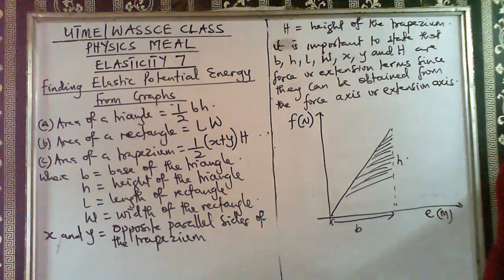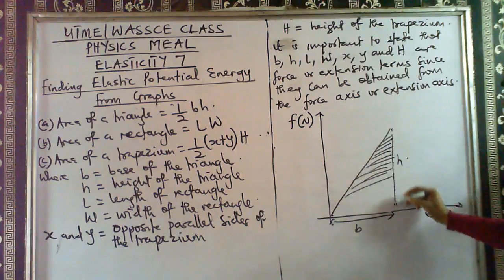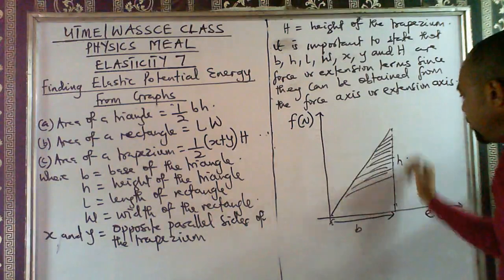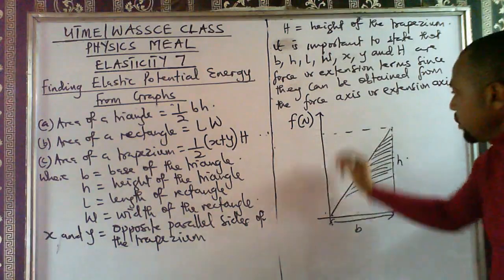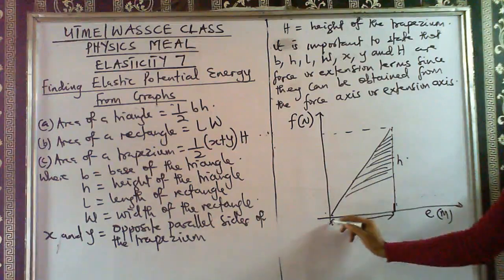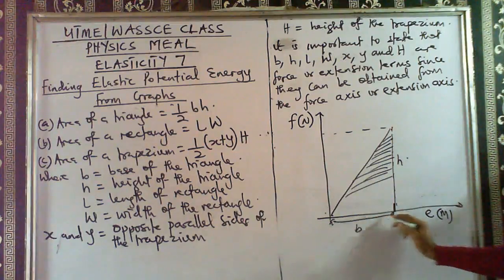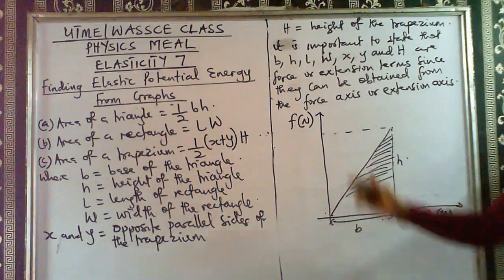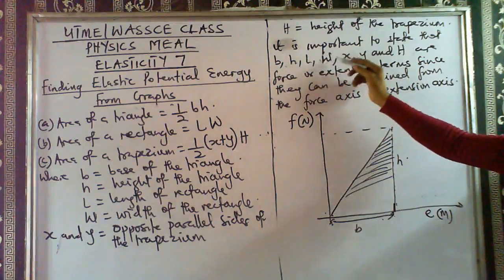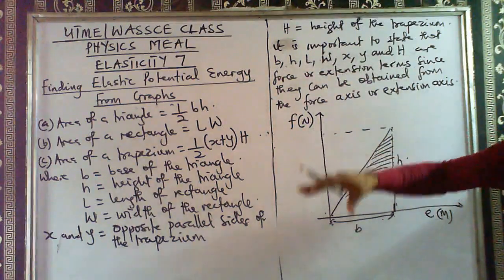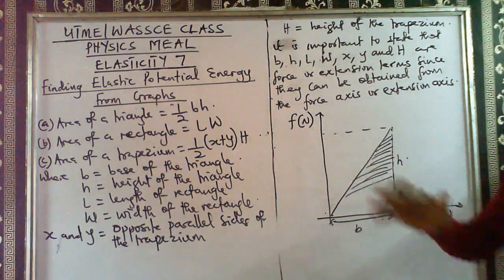Height. Do you get that? Do you notice that this height, if I want to read it, I will read it from the first axis, from here to here. If I want to get the value of the base, I'm going to get the value from the what? Extension axis. Do you see that now? So that's why we say that this B, L, H, and so on, they are either force or what? Or extension. That's what we say.